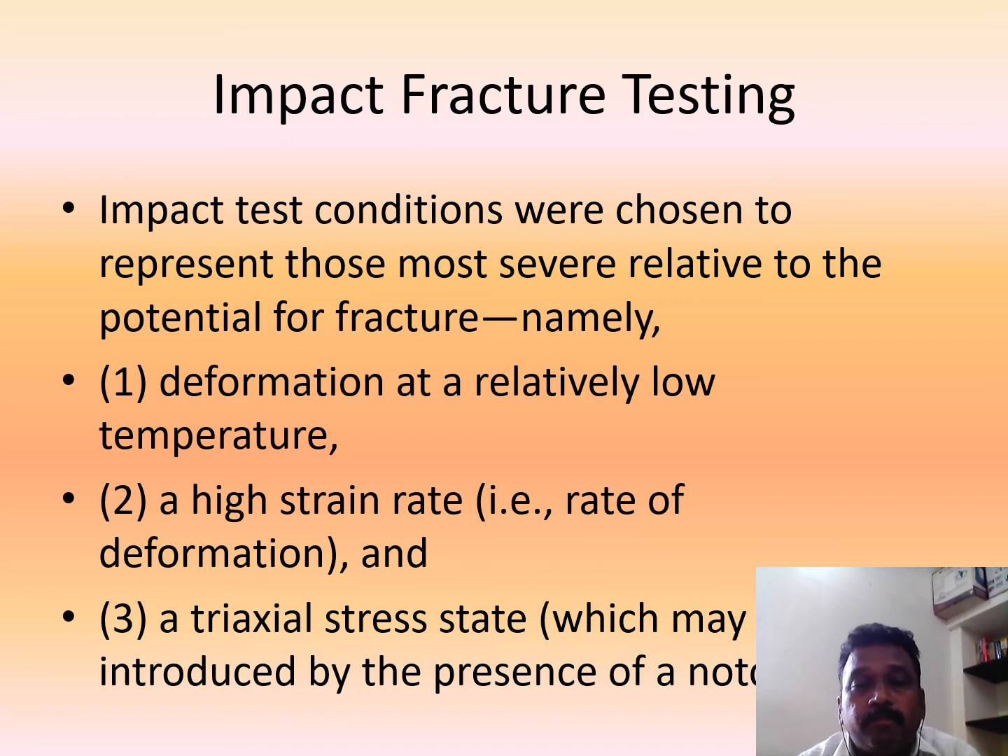And then next comes impact fracture testing. Impact test conditions were chosen to represent the most severe conditions relative to the potential for fracture. Impact is very instantaneous in nature, and very severe also. So how does it happen? There is deformation at a relatively low temperature and a high strain rate, and a triaxial state of stress is present. These are the conditions where impact fracture will happen. So for that we have to carry out the impact fracture test.